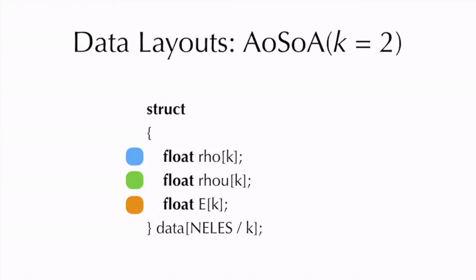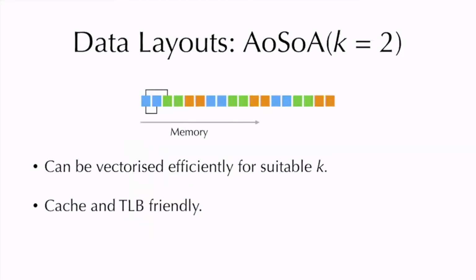So here we have an array of structures, and the elements of each structure are themselves arrays, except here, those arrays are of the fixed size K. And if you look at the bottom, you can see the total number of structures we need is nLEs divided by k to get everything to work out, rounding up, of course. What this looks like in memory, in the case of k equals 2, is roughly as follows.